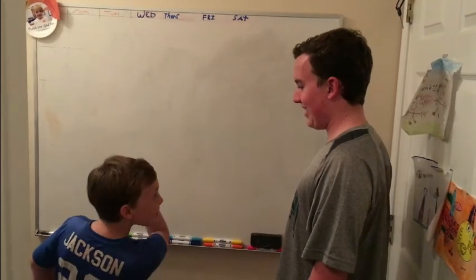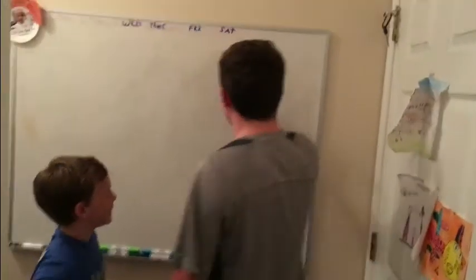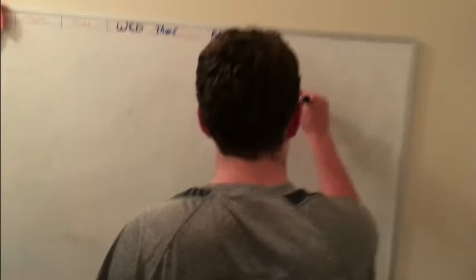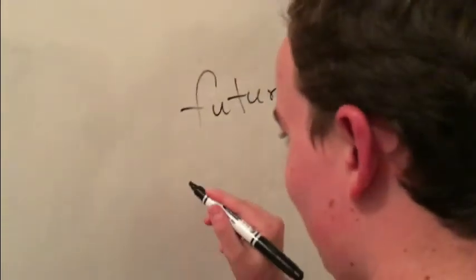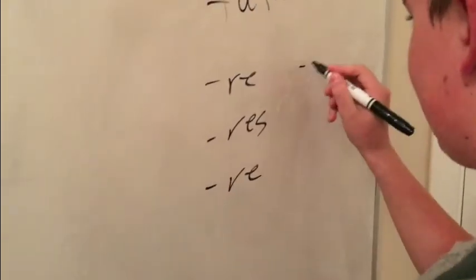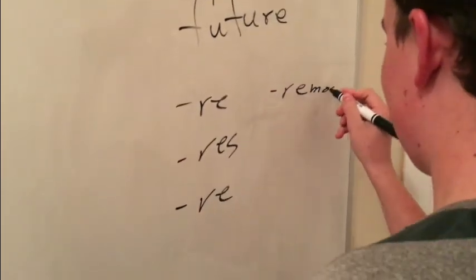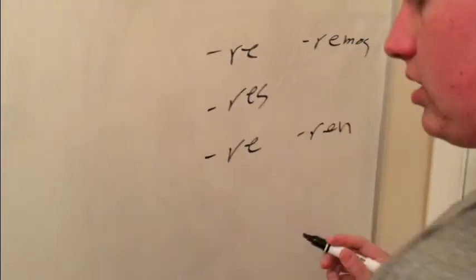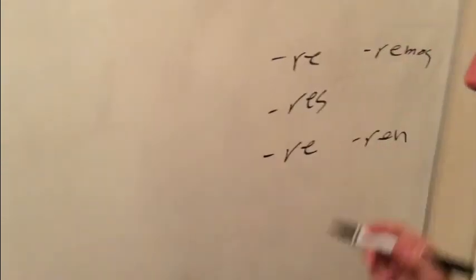Alright, so your last part of your subjunctive is going to be future, or futuro in Espanolish. So all your verbs, AR, ER, IR, are going to have the same ending. It's going to be re, res, re, remos, and ren. So you can take any of your IR, ER, AR verbs, you take off the ending, and you add these endings.